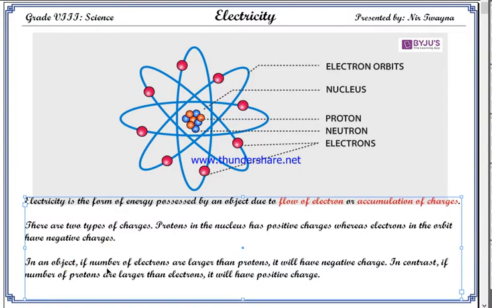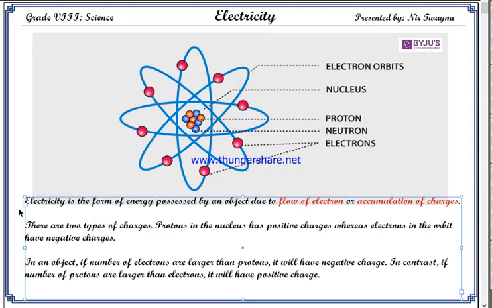In an object, if number of electrons are larger than protons, it will have negative charge. Yes, electrons have negative charge. So if an object has more electrons, then obviously it will have negative charge. And in contrast, if number of protons are larger than electrons, it will have positive charge. Do you get it?